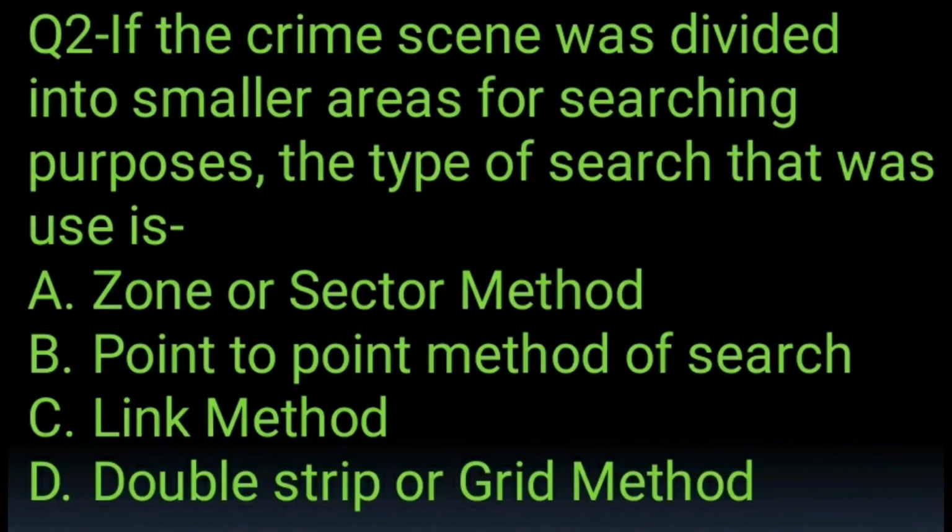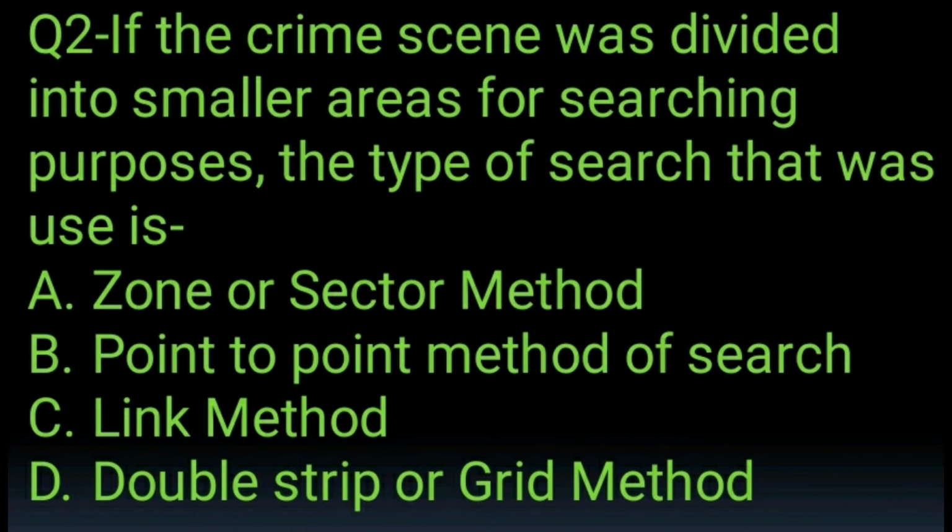If the crime scene was divided into smaller areas for searching purposes, the type of search that was used is letter A, zone or sector method, letter B, point-to-point search method or point-to-point method of search, letter C, link method, and letter D is clockwise and counterclockwise method of search.